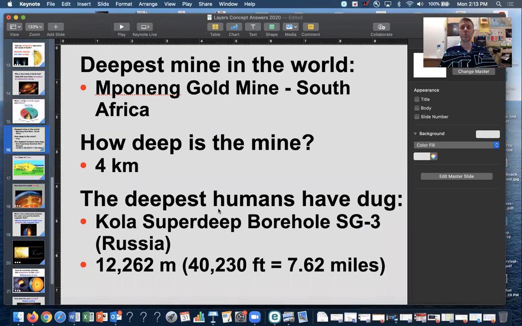But the deepest that humans have ever dug, so just drilling into the earth, not actually having a person there, is about over 12,000 meters. So in feet, that's about over 40,000 feet and over 7.5 miles straight down. And that was in Russia. They're not drilling anymore. The project has been shut down.